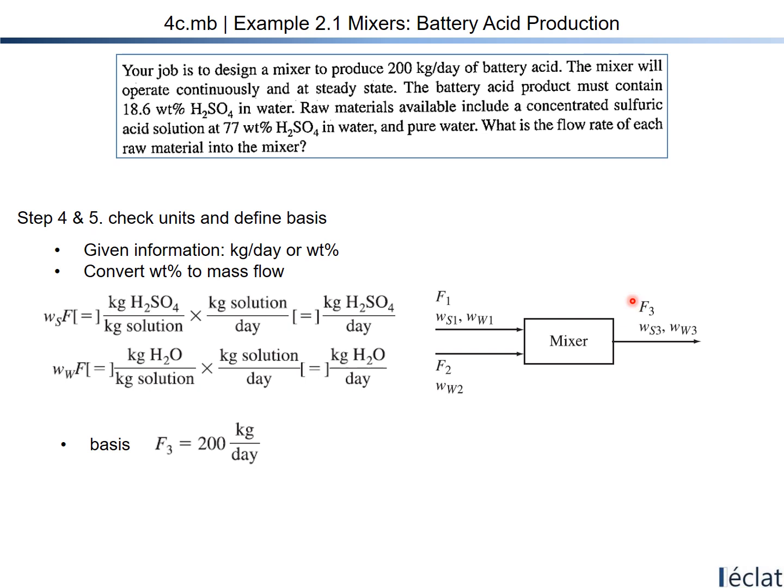How about the units for each variable? The unit of the basis, kilogram per day, is the best choice for the unit of flow rate. So kilogram per day, and the other thing, from the text, is the weight fraction, so weight percent. So weight percent goes here, here, here, here, here.